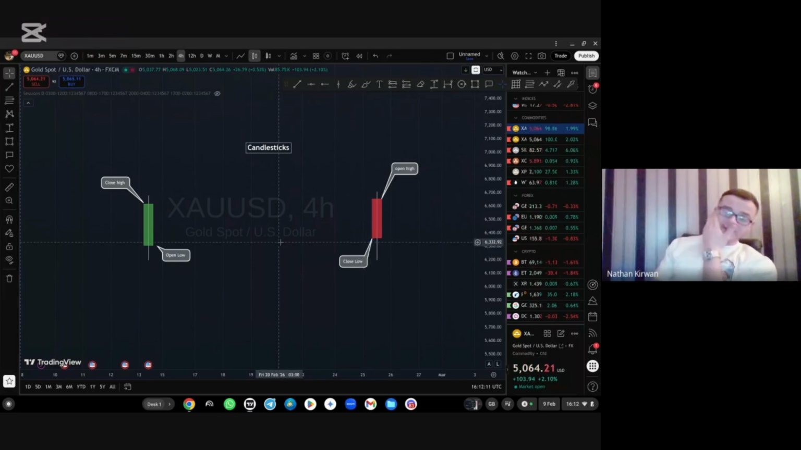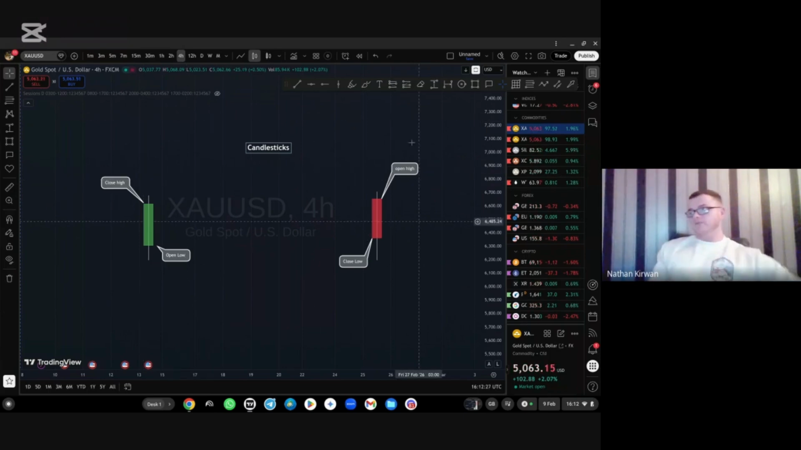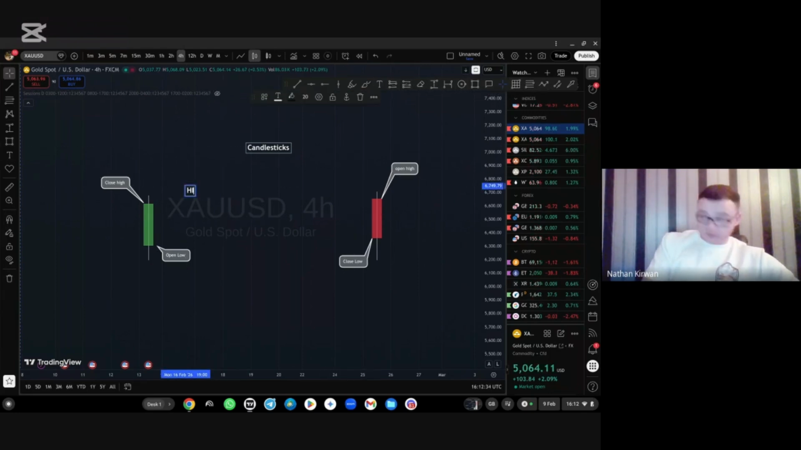So this is called the anatomy of a candlestick. The anatomy of a bullish candlestick is we open low, close high, and the wicks represent the story. The wicks represent what price managed to reach but didn't manage to close. So, for example, this wick is going to be our high. This is going to be our high.